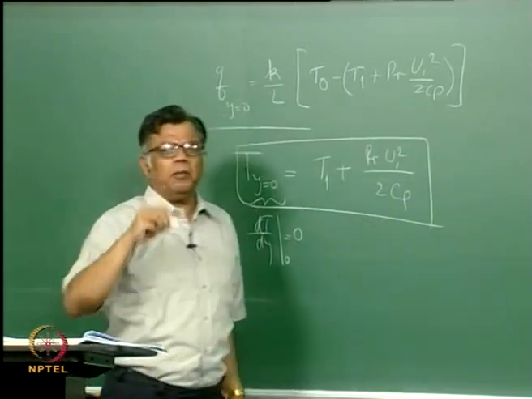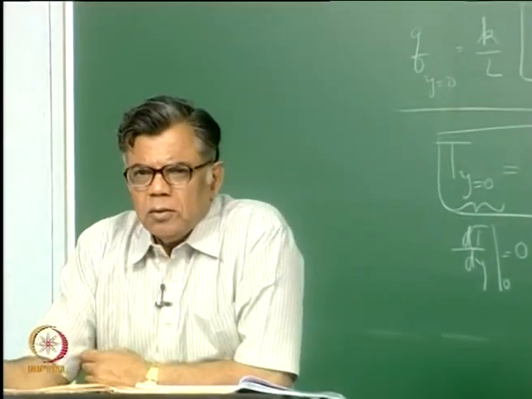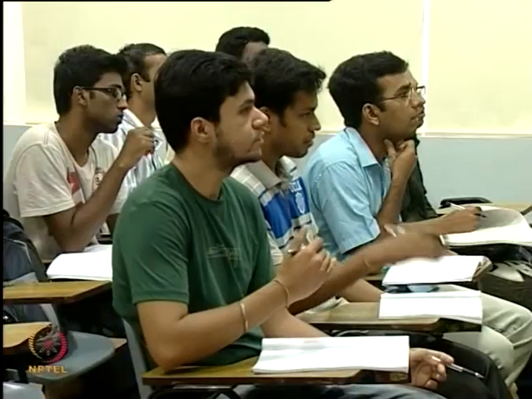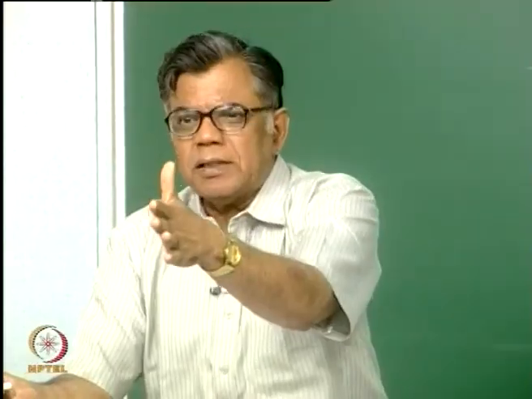Now, what is the problem you have taken? Couette flow with y equal to 0, dT/dy equal to 0. When I say dT/dy equal to 0, can you use a word to describe that surface? dT/dy equal to 0 means what? It is adiabatic. It is an insulated surface, it is an adiabatic surface.